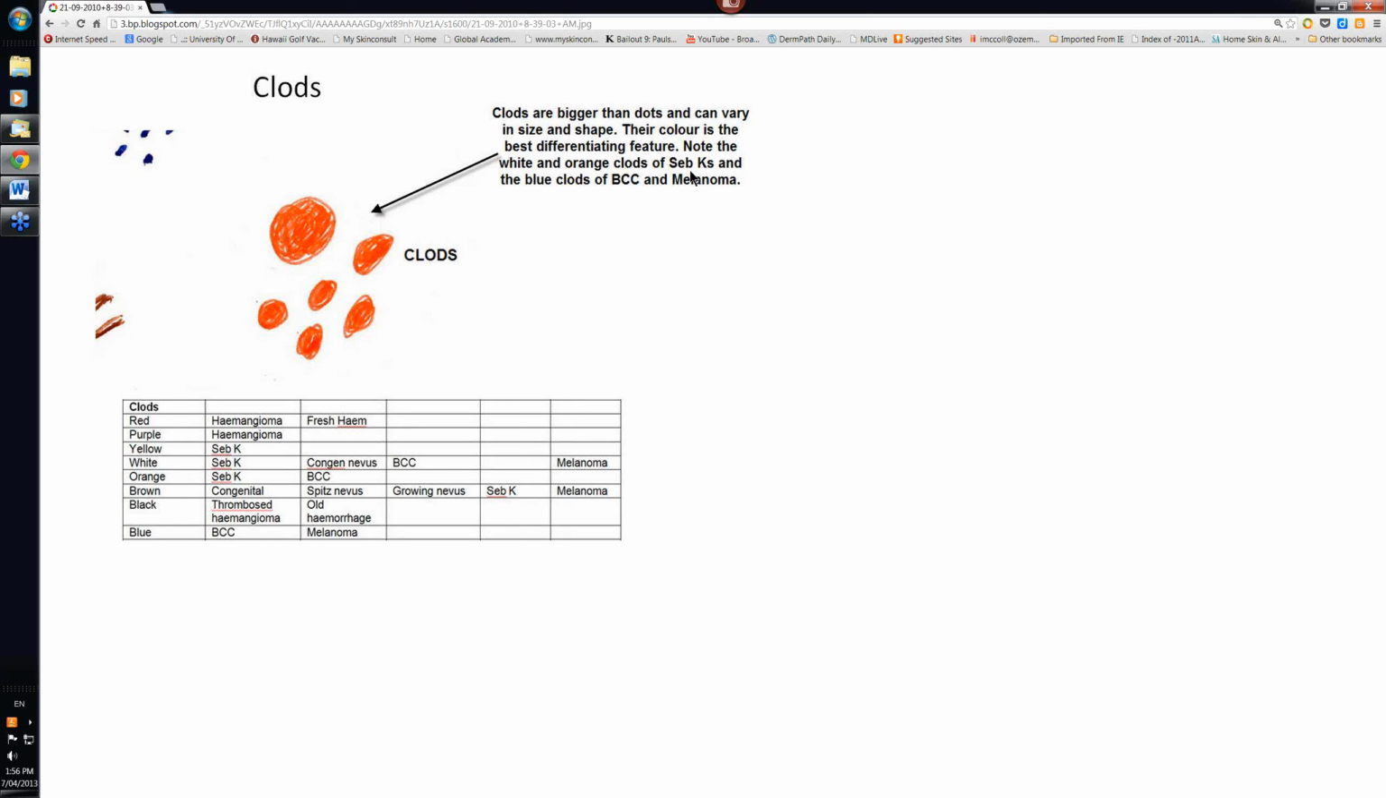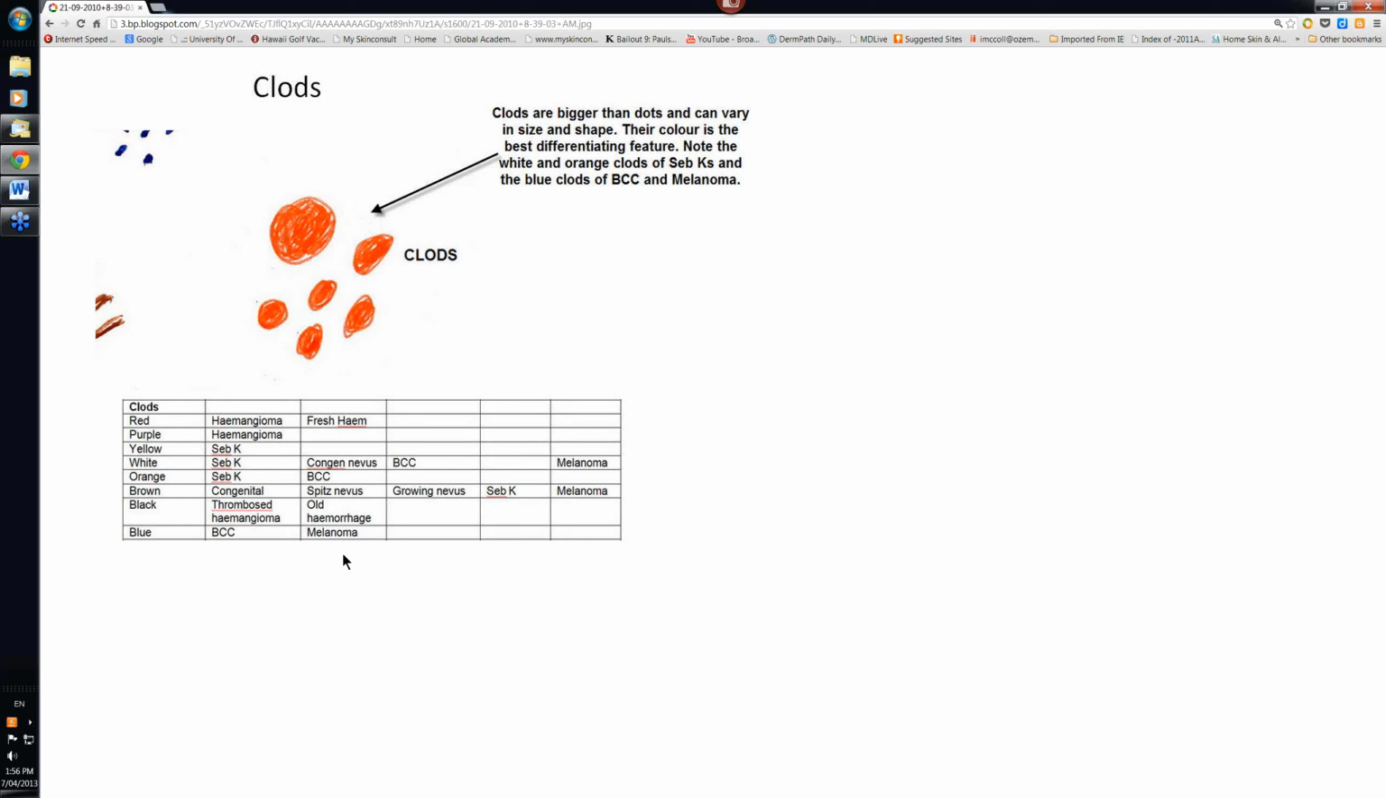White and orange clods, and sometimes some brown ones, are generally seen in seborrheic keratoses, but you can also get orange clods in some basal cell skin cancers. The red and purple ones are the hemangiomas, yellow SEBKs, white in SEBKs, because there you're normally talking about milia. That's what gives you the white clod. So SEBKs, some congenital nevi, you can get milia and BCCs. Rarely you can get milia and melanoma.